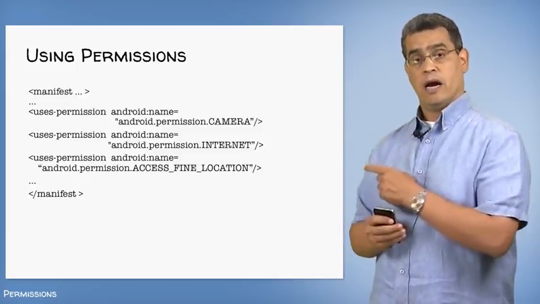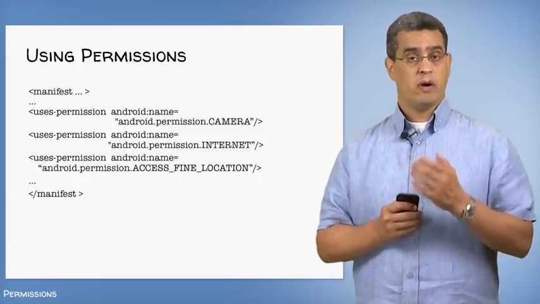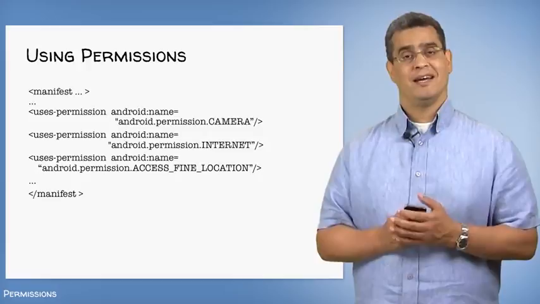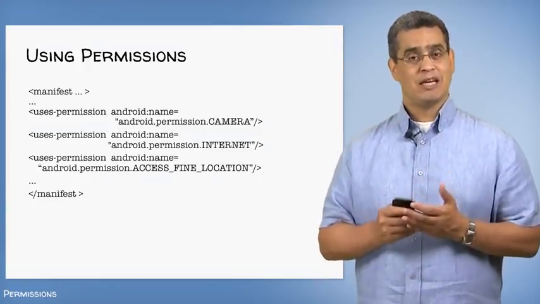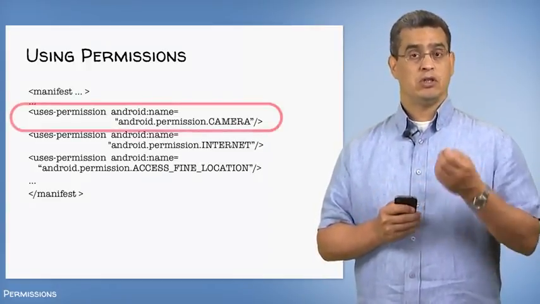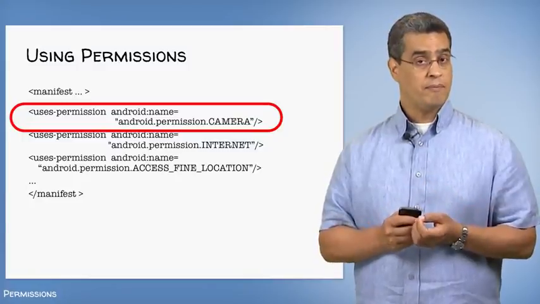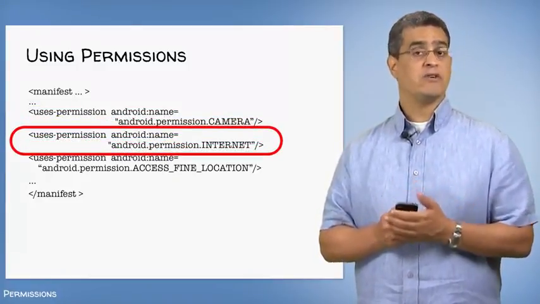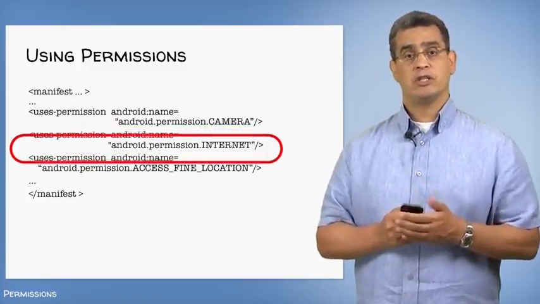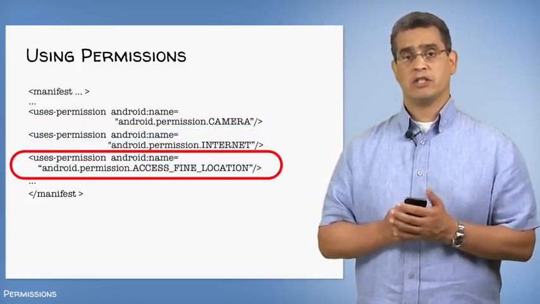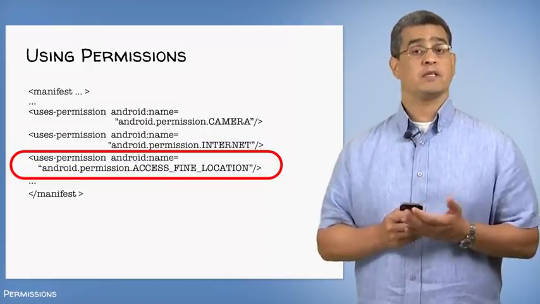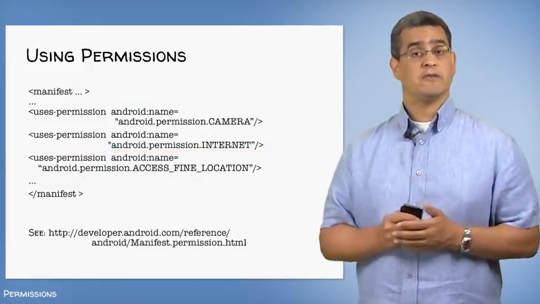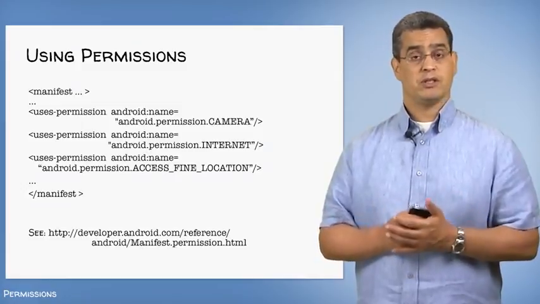Now here, I'm showing a snippet of the AndroidManifest.xml file for a hypothetical application. As you can see, this application needs permission to access the device's camera, permission to open a network socket to access the internet, and permission to access precise location information coming, for example, from a GPS provider. Now, take a look at this documentation for a list of Android's built-in permissions.